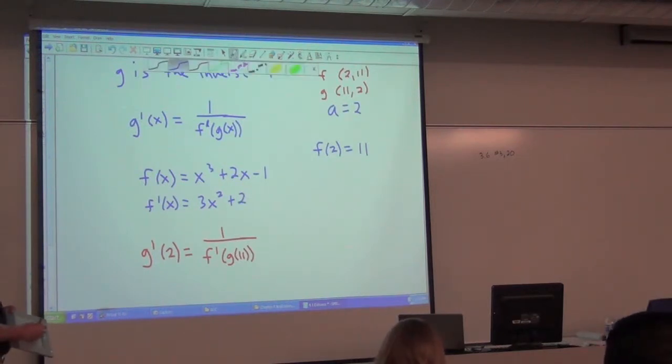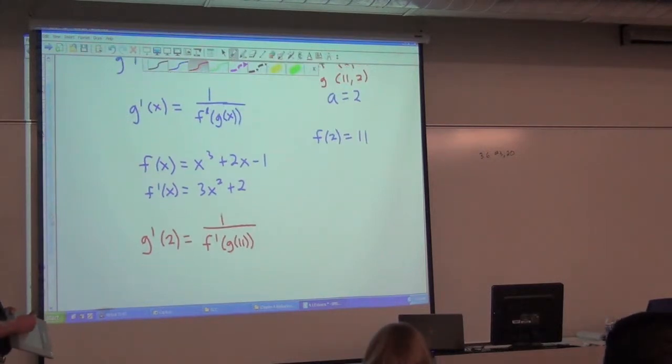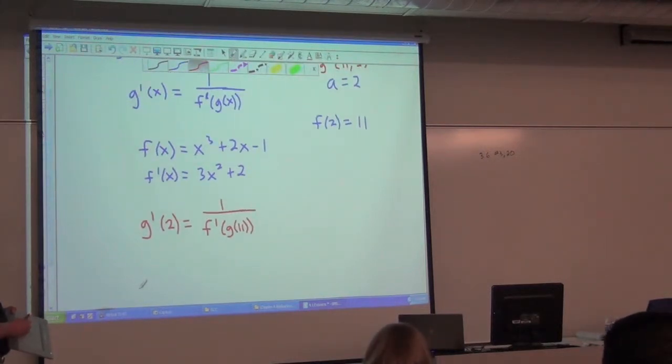But you have to have the inverse to plug it into that, don't you? Because that's your g of 11. Which function is considered g of x? Well, let's see, okay, this is what we're looking for, right? g prime of 2. That's what the problem is saying.